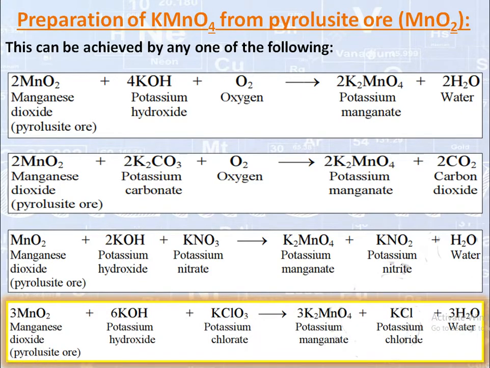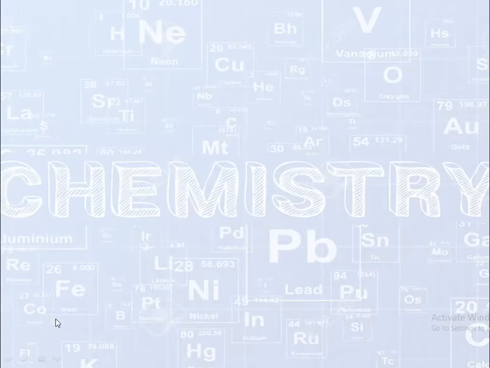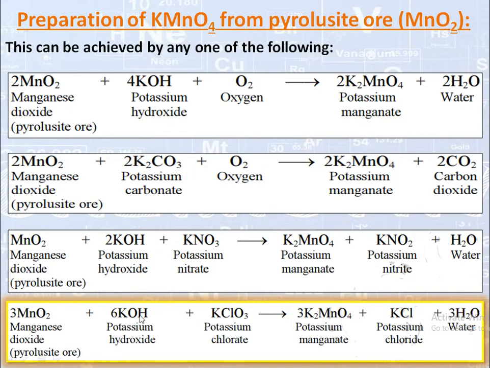And last is when manganese dioxide, that is pyrolusite ore, is treated or fused with potassium hydroxide in presence of potassium chlorate, an oxidizing agent, we get potassium manganate and potassium chloride and water. So final reaction is 3MnO2 plus 6KOH plus KClO3 gives 3K2MnO4 plus KCl plus 3H2O.